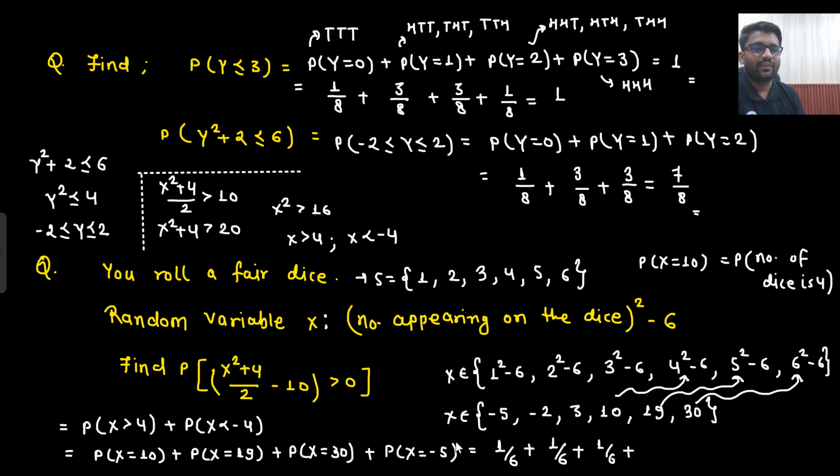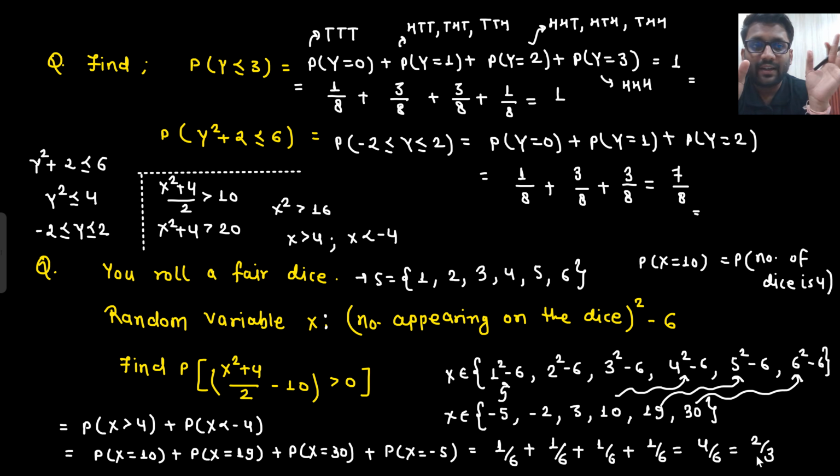X equals minus 5 corresponds to the number on the dice being 1. What is the probability of getting number 1 on the dice? That is also 1 by 6. So what is the answer you are getting? 4 by 6, that is equal to 2 by 3. So now the concept of random variable is becoming clear.